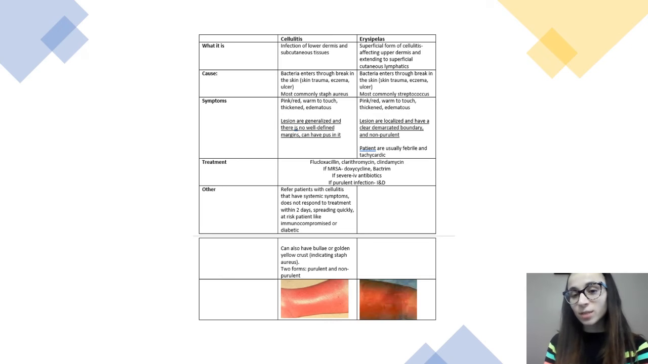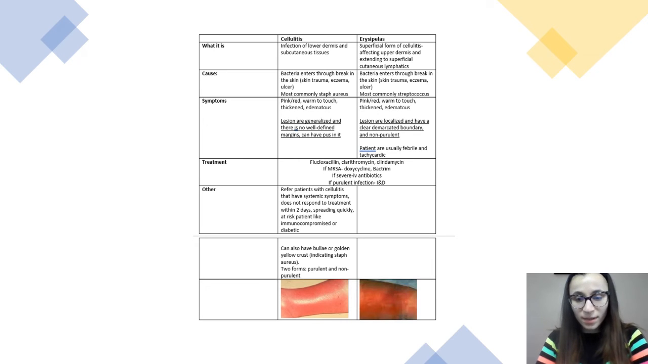But cellulitis specifically is more commonly caused by Staph aureus, and erysipelas is more commonly caused by Streptococcus. Symptoms of both are pink, red, warm to the touch, thickened, and edematous. The difference is that in cellulitis, the lesions are generalized with no well-defined margins, and they could have pus in them. In erysipelas, the lesions are localized with a clear, demarcated boundary and are non-purulent. Those are the key differences. With erysipelas, patients could be febrile and tachycardic, but they could be with cellulitis too.